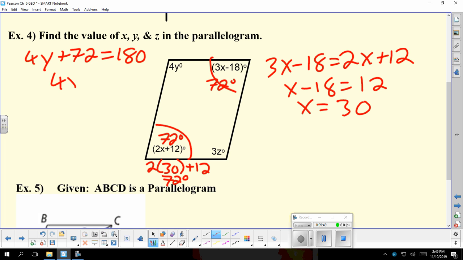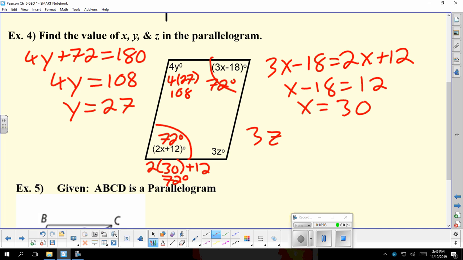4y equals 108. Y equals 27. So I'm going to plug that back in. 4 times 27 equals 108. So that's 108 degrees. So 3z must also equal 108 degrees. So z equals 36. So there's x, y, and z. And then we have one more example of proof.